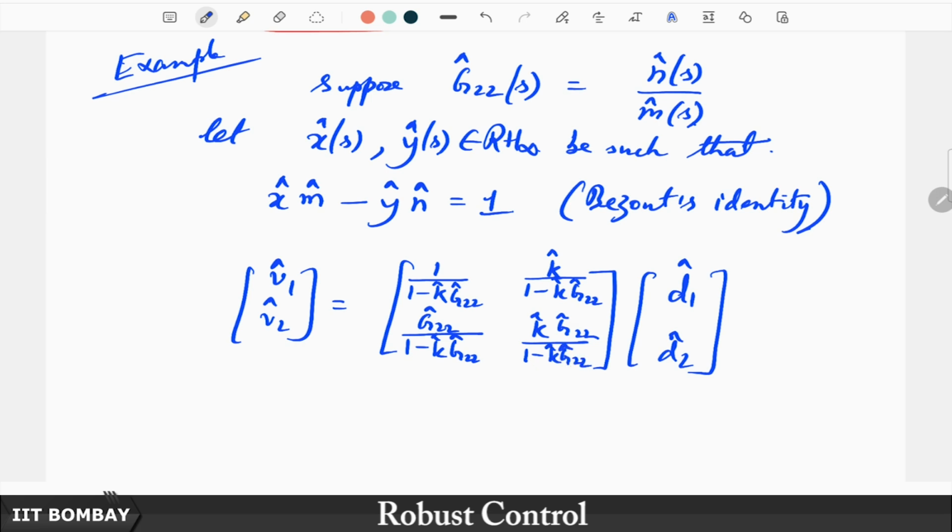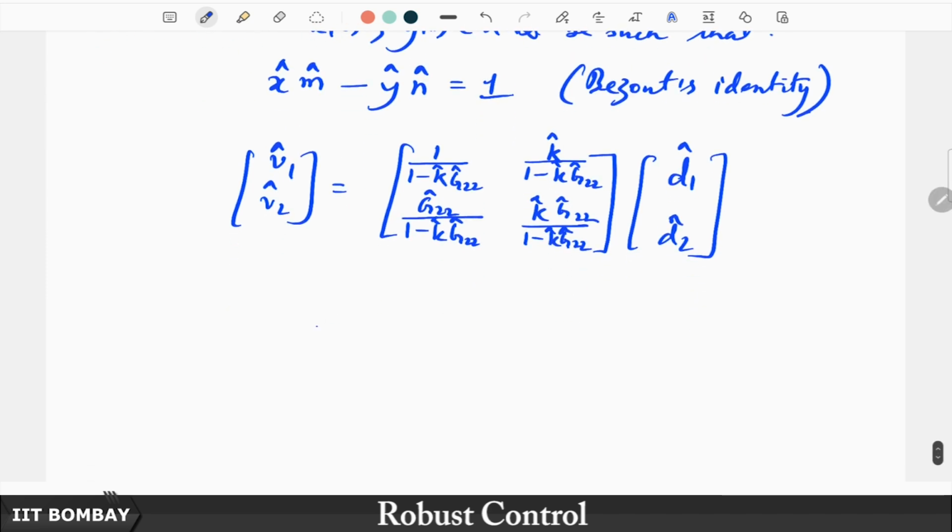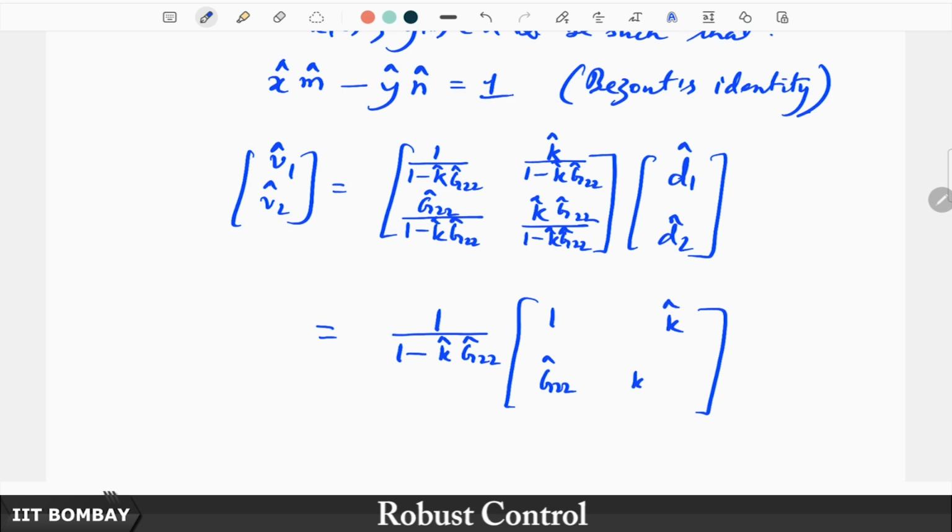Right. This is what this transfer function entails. Now, if you just pull it out, you can see that you can have 1 minus k hat g22 hat, this is 1 over 1 minus k hat g22 hat, times k hat g22 hat times d1 hat d2 hat. So, this turns out to be the transfer function.